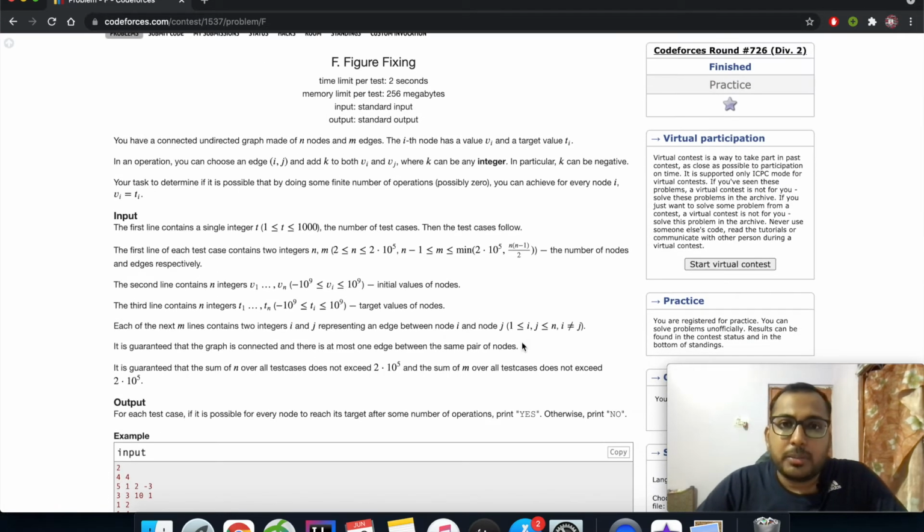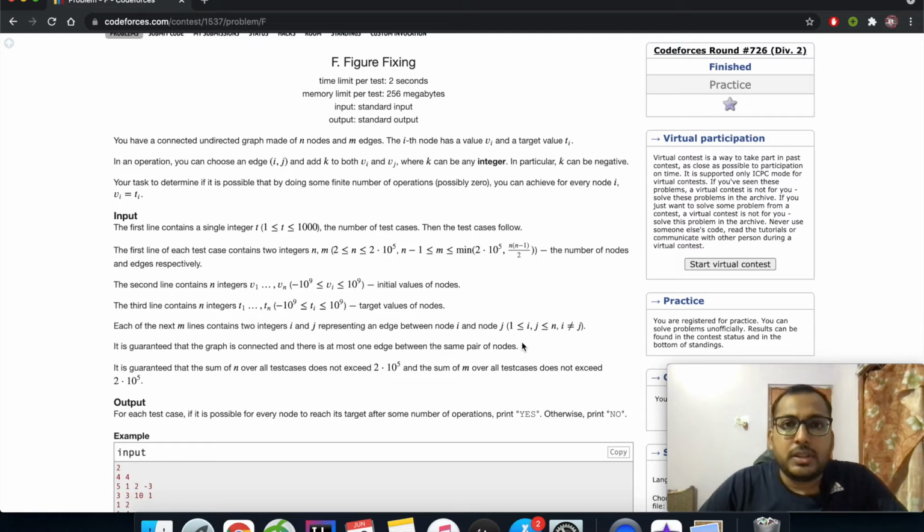So in the problem statement you are given a connected undirected graph of n nodes and m edges, and each node has an initial value vi and a target that it wants to reach. To make that node reach the target you are given an operation. So what is that operation? Every time you can pick an edge which connects two nodes vi and vj and add k to them. So what is this k? This k is basically a positive integer or a negative integer, and you add this k to both of the nodes to their initial values.